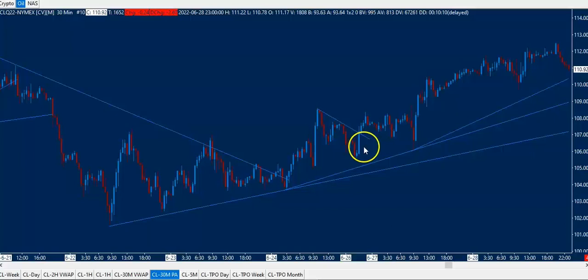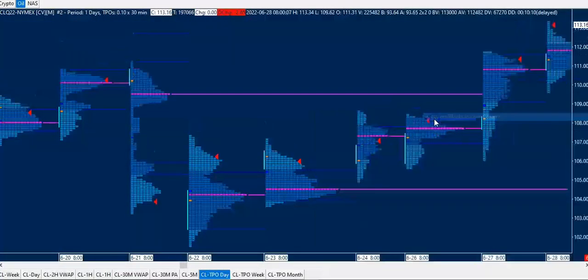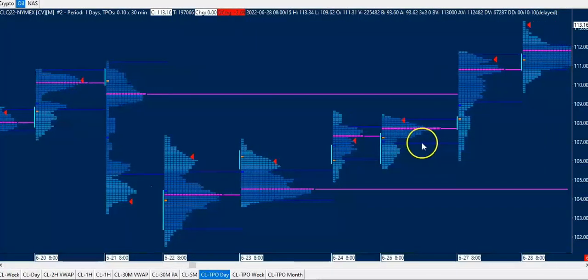So we get a nice pullback on the day, but what we want to look for, right, is another pullback deep into value where we know that entry is going to be low risk, right? So that's what we see here. This is the day we were just looking at, right? So this is the following day.